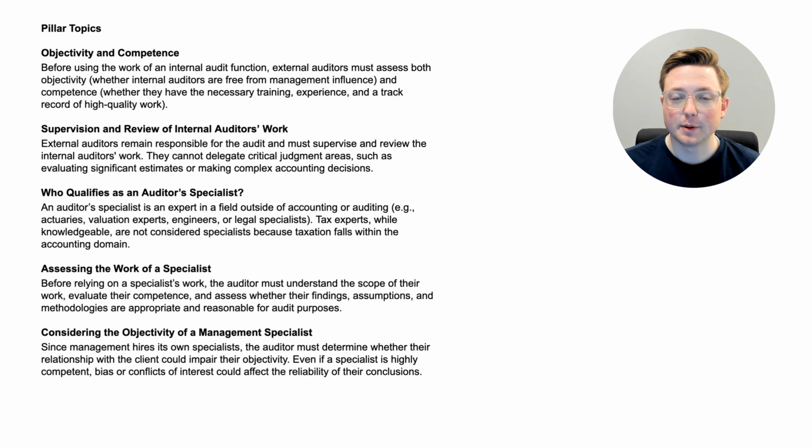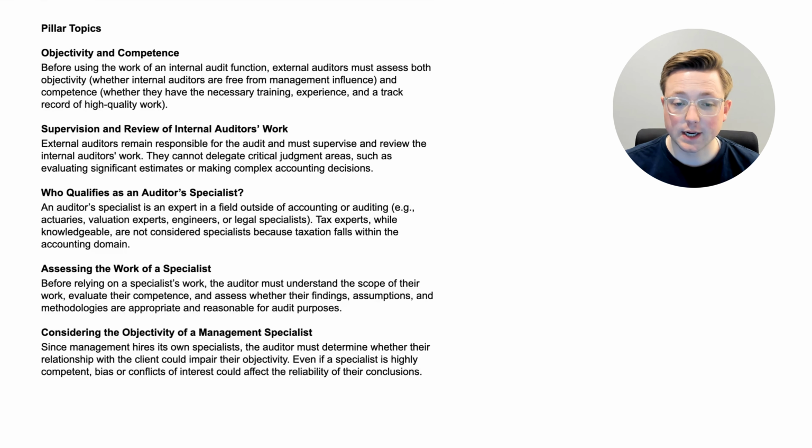All right, here we are at the pillar topics. Let's just dive straight in. First off, objectivity and competence. Before using the work of an internal audit function, or really pretty much anybody who is not the external auditor, external auditors must assess both the objectivity, whether internal auditors are free from management influence, and competence, whether they have the necessary training, experience, and a track record of high quality work.